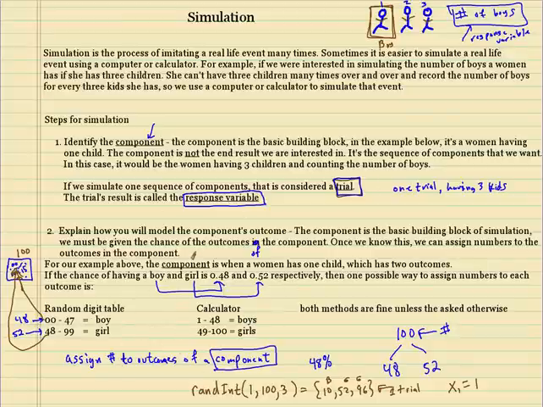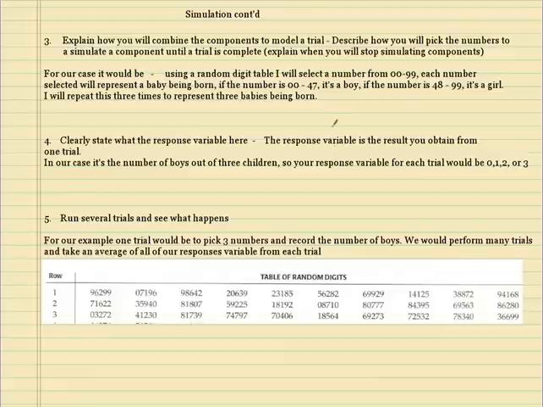This is probably the toughest part. You get a component. The component has outcomes. You have to assign numbers to the outcomes. You have to explain how you're going to do it. Step 3: explain how you will combine the components to model a trial. Describe how you will pick the numbers to simulate a component until the trial is complete. Explain when you will stop simulating components. So what you have to do is describe specifically how you're going to do this.